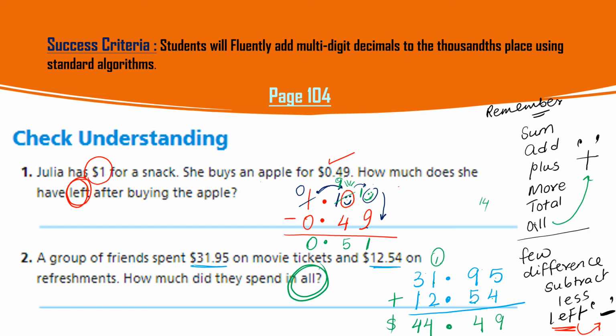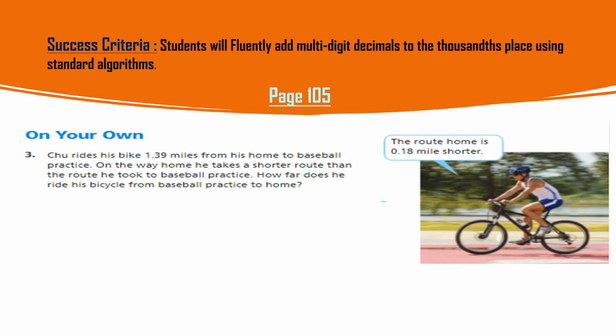Means they spent $44.49. Now the question is, how can I write it? Because it's a word problem. So you start writing from here. Last line, write: They spent in all $44.49. That's it. Understand? Chu rides his bike 1.39 miles.